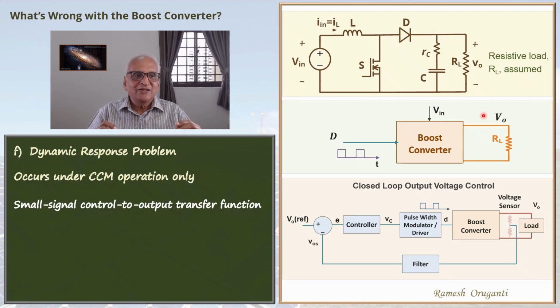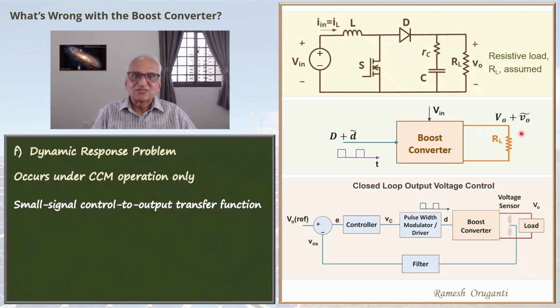Now, let the duty cycle of the boost converter be perturbed a little. That is, it is operating under steady state. There is a particular duty cycle that is applied. It is developing an output voltage which is constant. Over this, a small perturbation is introduced in the duty cycle and the output voltage will vary correspondingly. So this is a perturbation or a change over steady state operation in a boost converter.